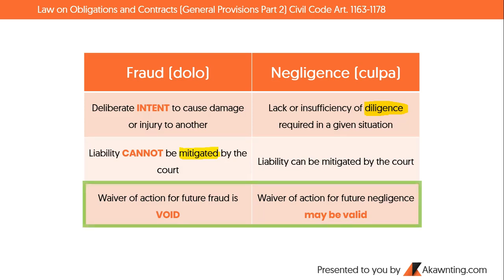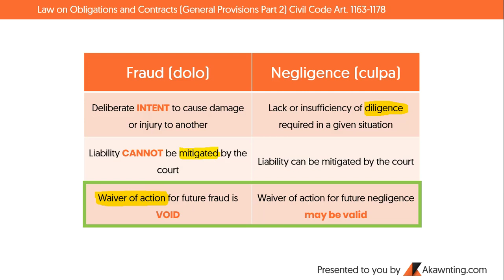Okay? Lastly, we have the waiver of an action for future fraud is void. While in negligence, there are certain instances that waiver of an action for future negligence may be valid. So, sa fraud, absolutely void po ang waiver of action. So, when we say waiver of action, yun yung kumbaga, isa-set aside mo yung right mo para kasuhan ang isang tao dahil may fraud siyang ginawa.